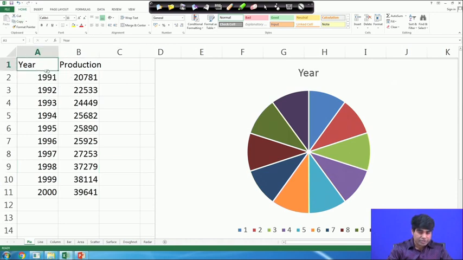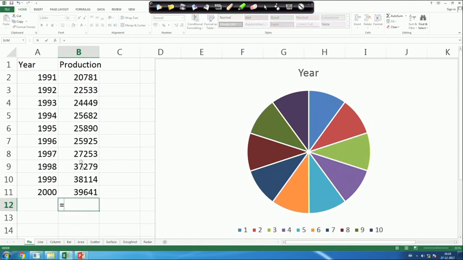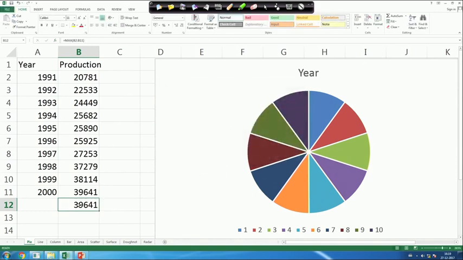So here, let us say yearly information is there, and this is the production data which we have already highlighted. With the help of this production data, you can find out anything you like to target. For instance, you can find out the maximum of the series, and you can also find out the minimum of the series.